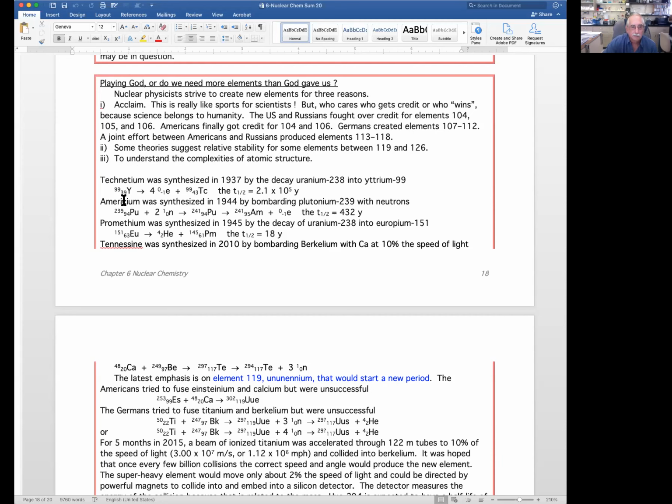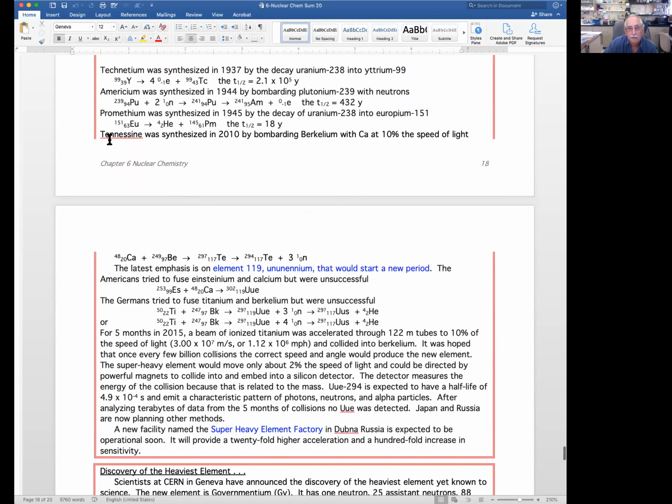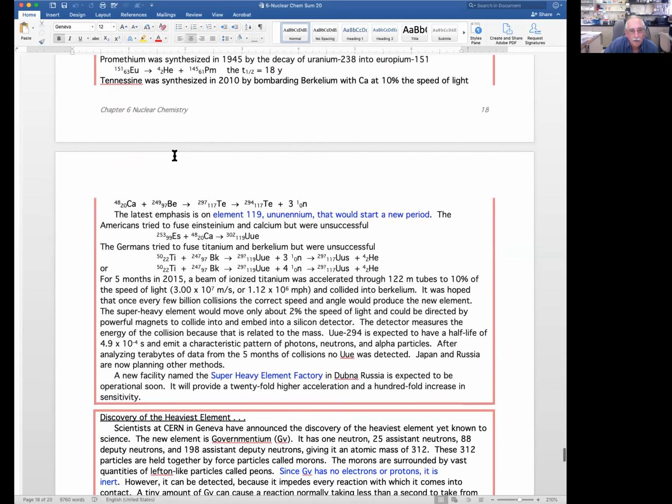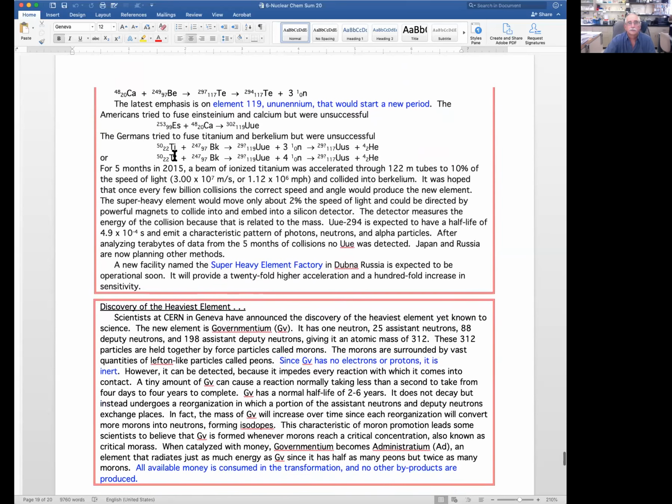So here's what they did to synthesize technetium in 1937. In 1944, they synthesized americium. In 1945, they synthesized promethium. Here's how they got technetium. And then what they're trying to do now is create number 119.